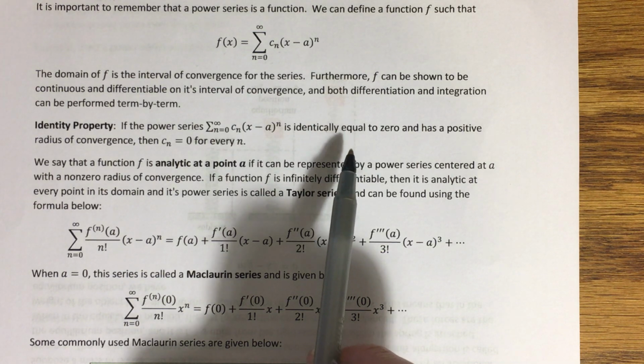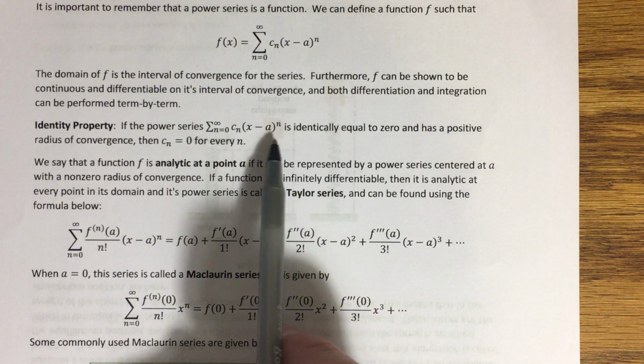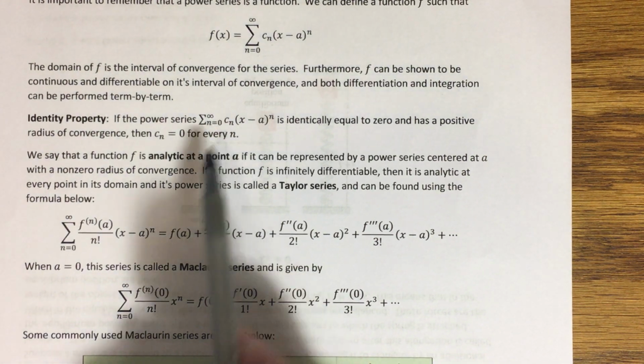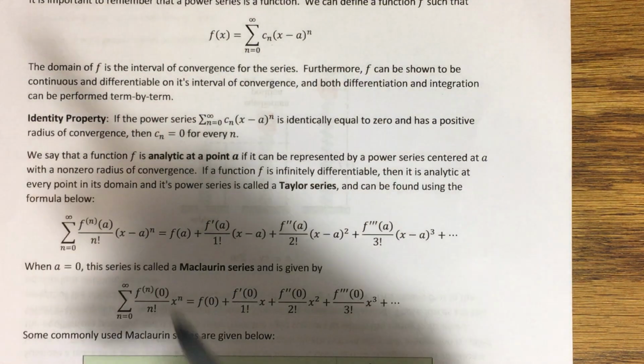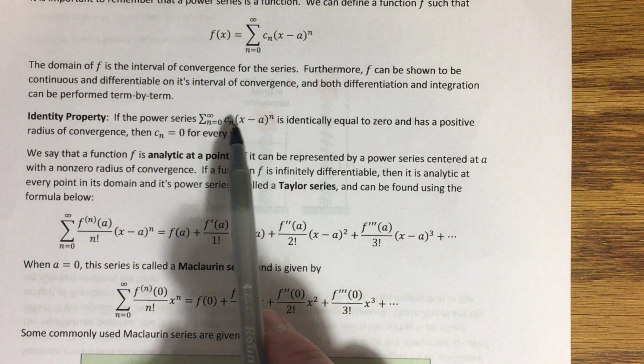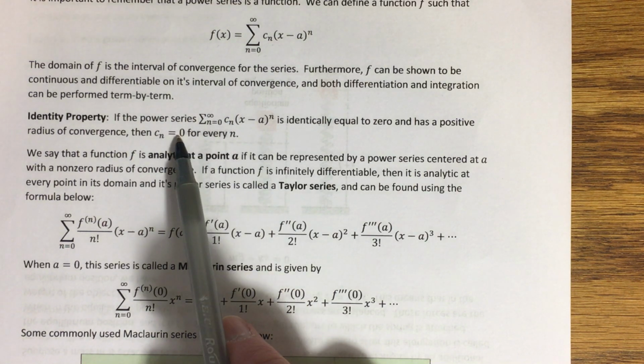And if our power series has a positive radius of convergence, and what that means is that the interval of convergence is more than just a. It has an actual interval with a positive radius. Then the identity property says that that only happens when every single one of these coefficients equals 0.